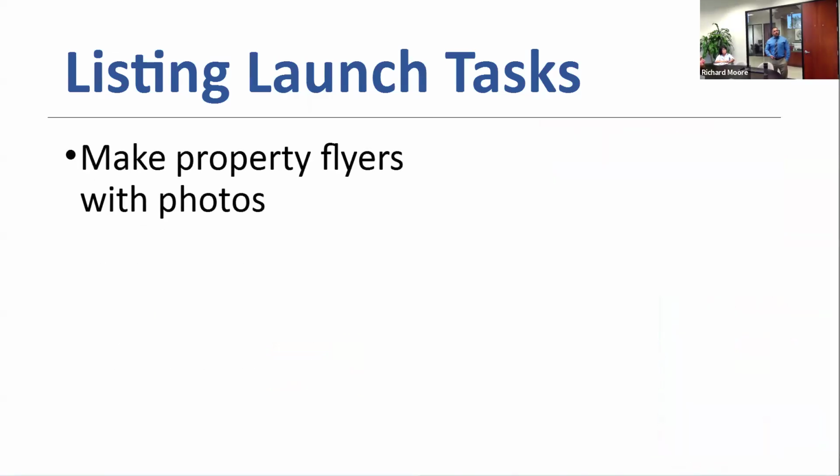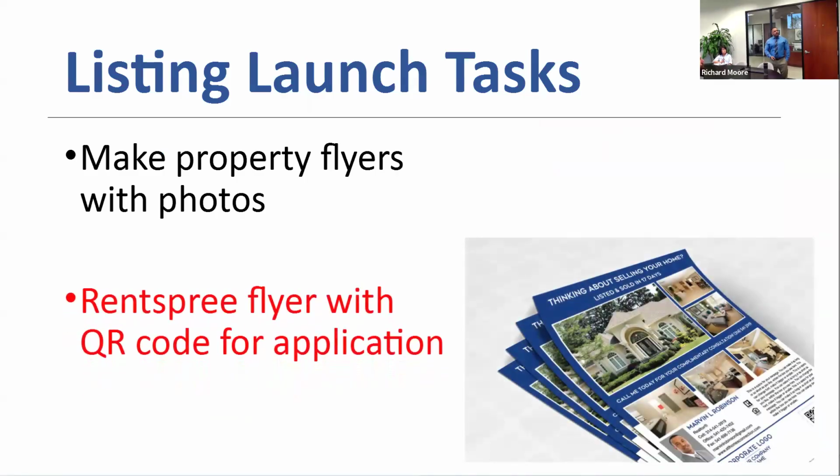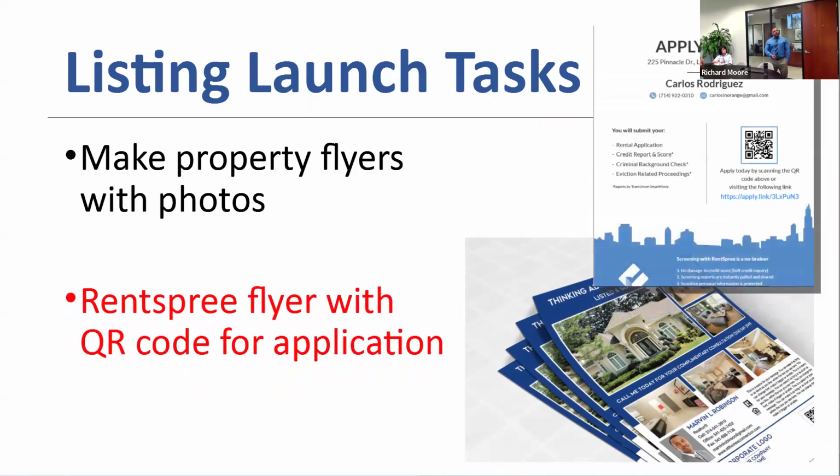You want to make property flyers with photos, and then a Rent Spree flyer with the QR code. When you create the listing in Rent Spree, it's just adding the listing, the property address, and I think the bedrooms, baths, square footage, just simple information. It creates a flyer like this with a QR code, and I like to put this on the back of the flyer.